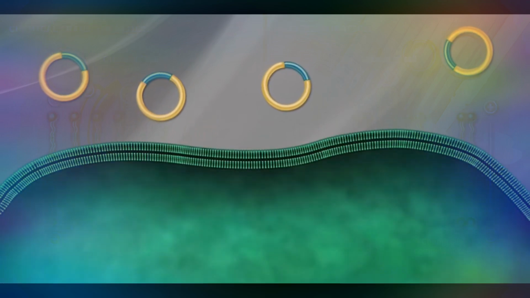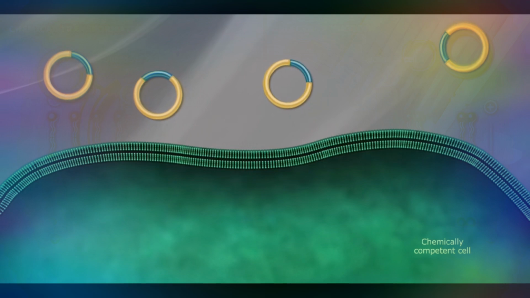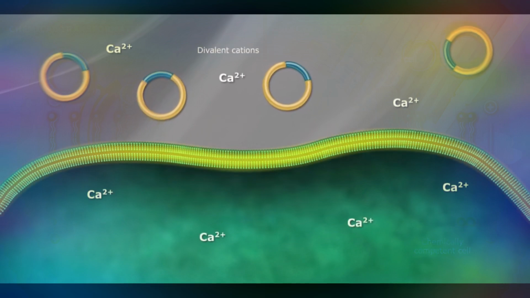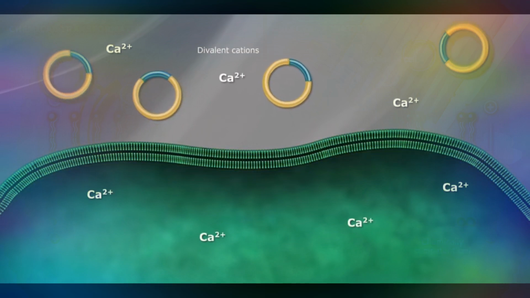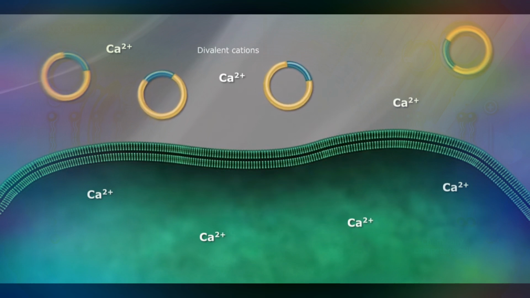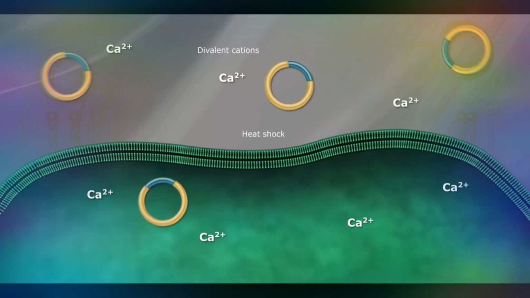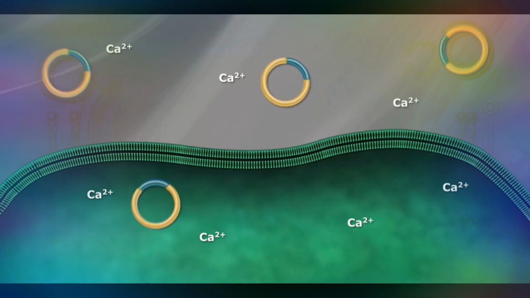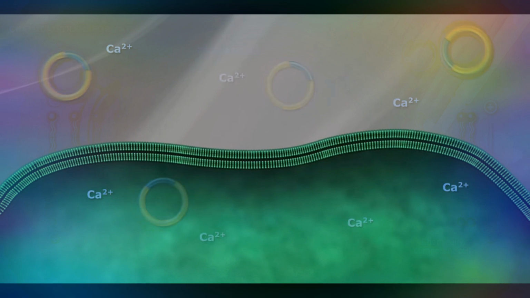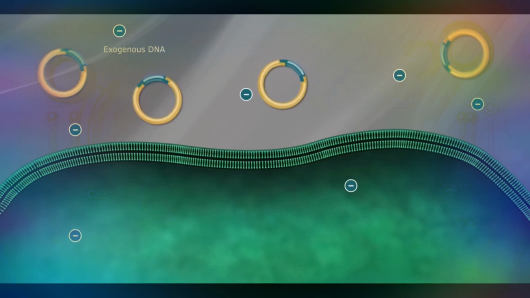Chemical transformation requires chemically competent cells, which use divalent cations to increase the permeability of the bacterial cell wall, thereby increasing the likelihood of DNA acquisition. Many common protocols include heat shock steps, which are employed to improve DNA uptake.